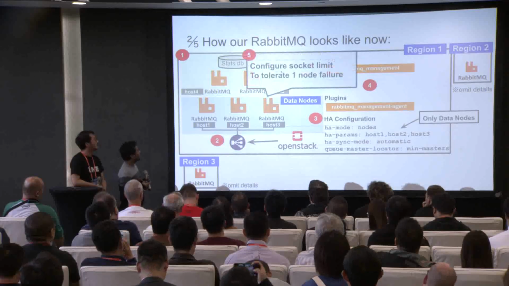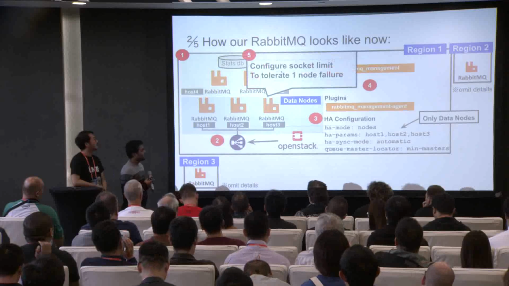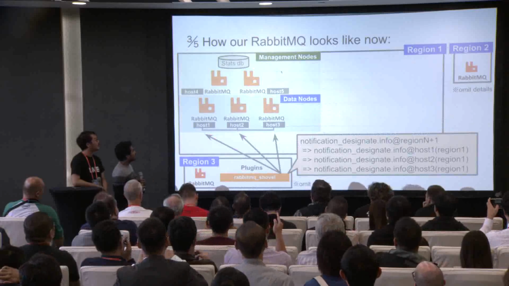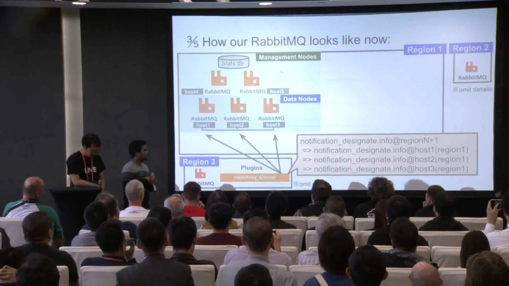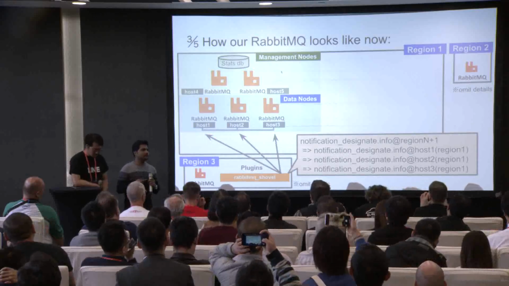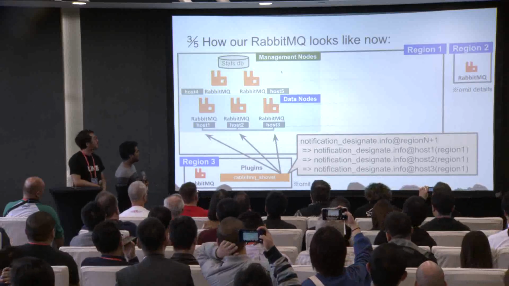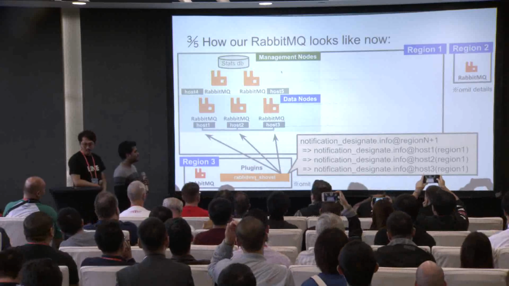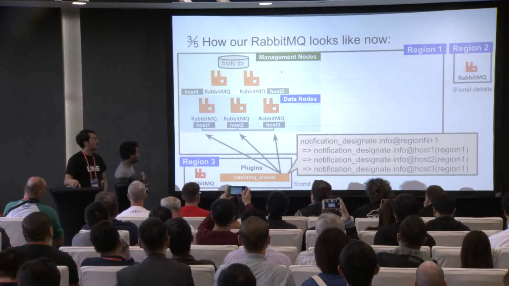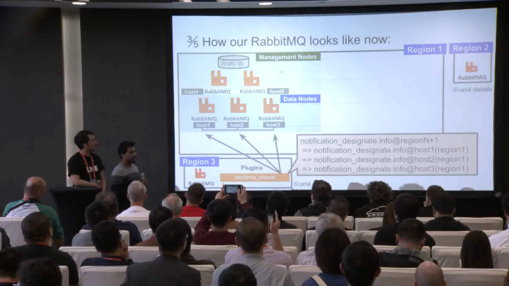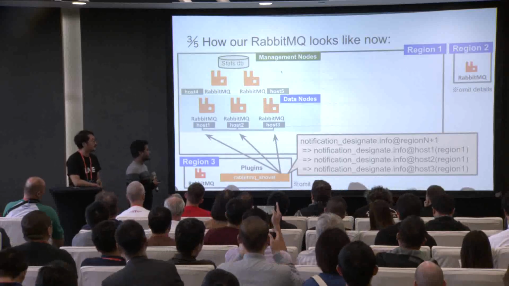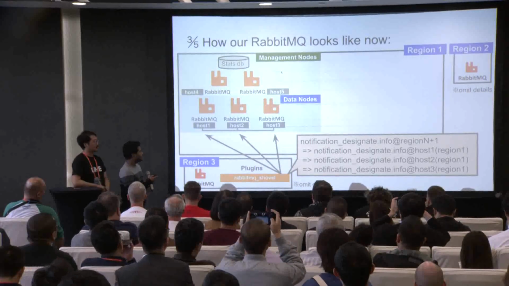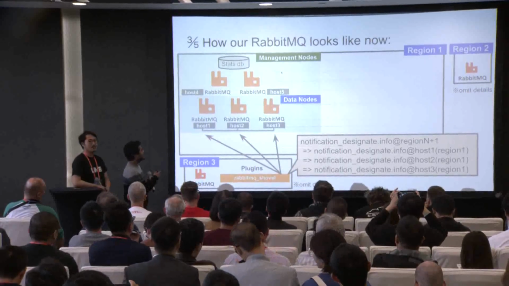And we have a socket limit set, as I have explained before, to tolerate one node failure. Yeah, so let's talk about the cross region RabbitMQ policies. As Nishiwaki-san already explained, we needed to send the instance creation and instance delete notification from region 3 to region 1. Currently we use the RabbitMQ shovel policy, which will transfer the messages from region 3 to region 1.